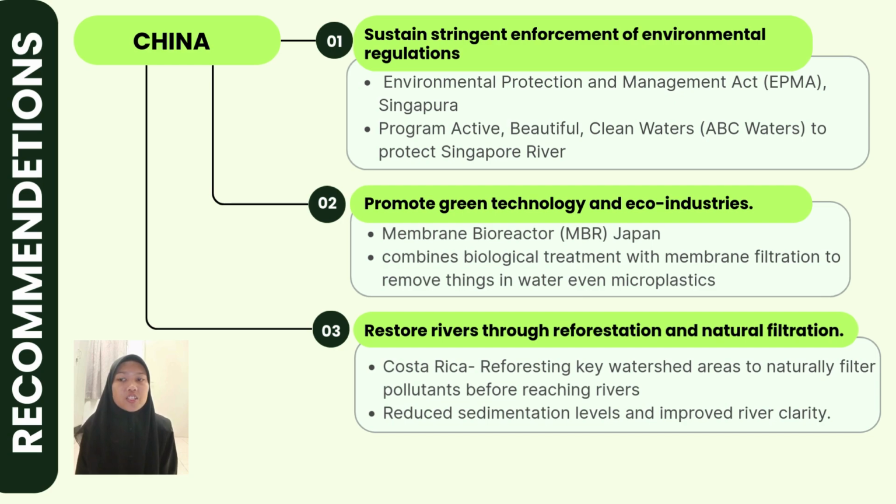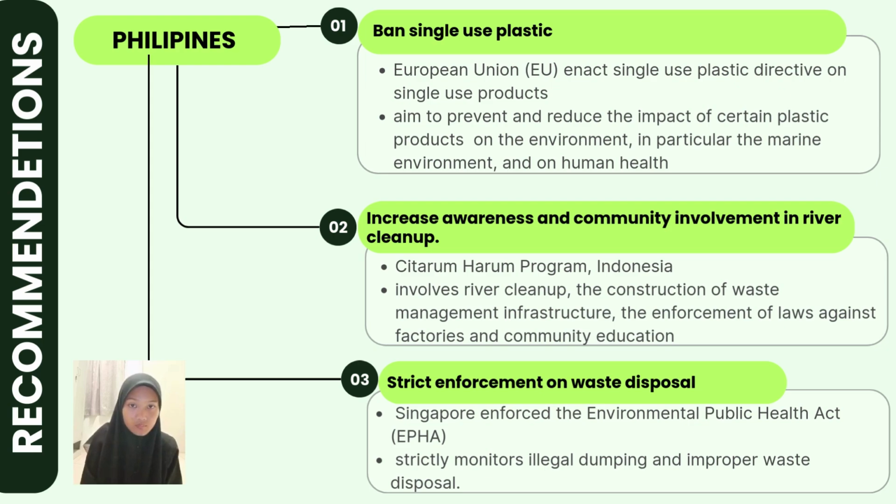Lastly, the third recommendation focuses on restoring rivers using natural methods like reforestation and filtration. By protecting and replanting watershed areas, pollutants can be naturally filtered before reaching water bodies. The approach not only improves river quality but also enhances biodiversity. In Costa Rica, reforesting key watershed areas has helped naturally reduce sedimentation and improve overall clarity.